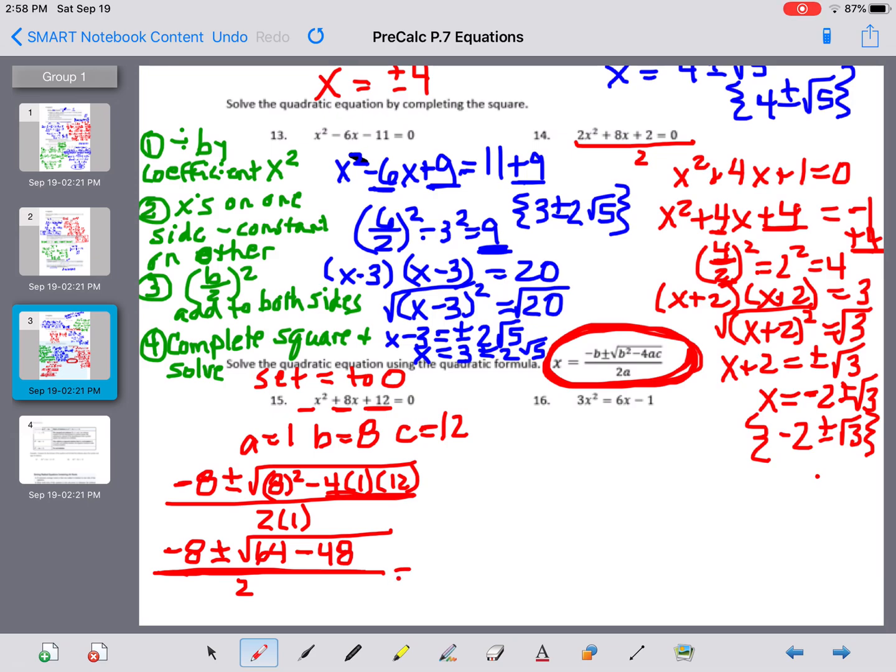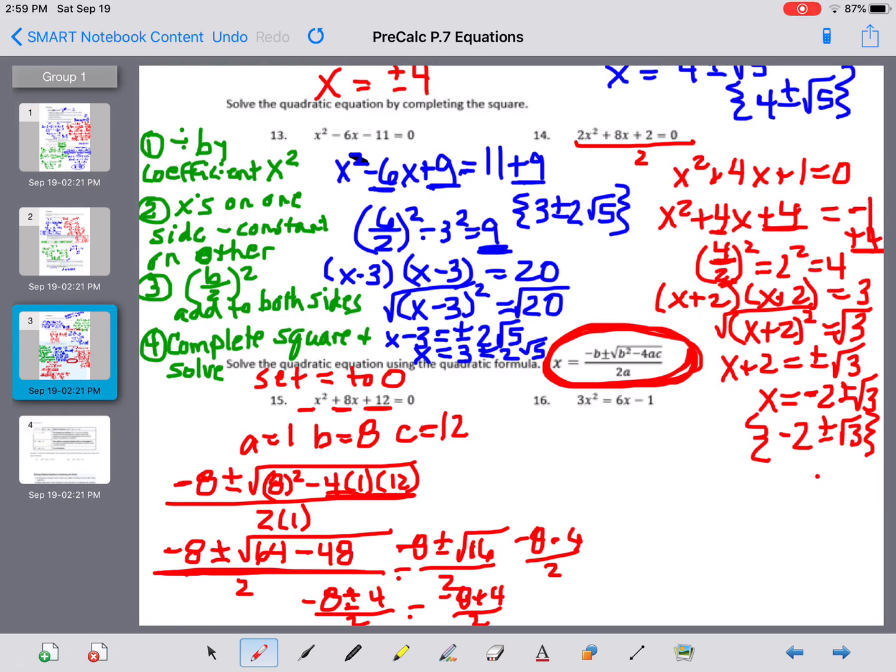All right, inside I still need to simplify. Negative 8 plus or minus the square root of 64 minus 48 is 16. That's actually lots prettier than we usually get. All right, I can actually take the square root of 16. I often can't. And I'm going to get negative 8 plus or minus 4, since I can actually take the square root, divided by 2. Okay, so here are my 2 answer choices. Negative 8 plus 4 divided by 2, and negative 8 minus 4 divided by 2.